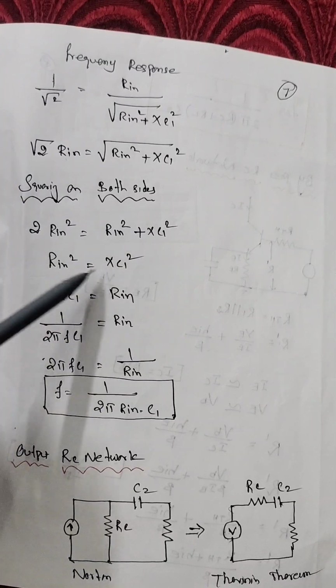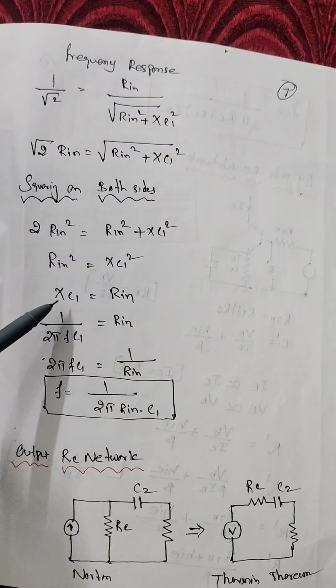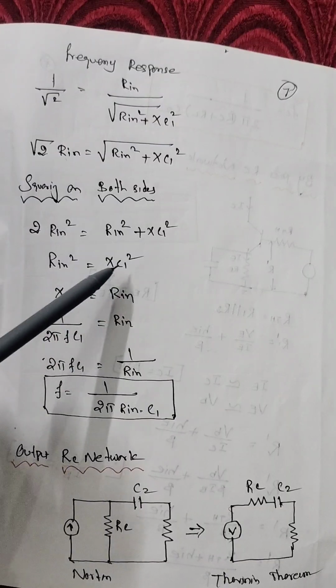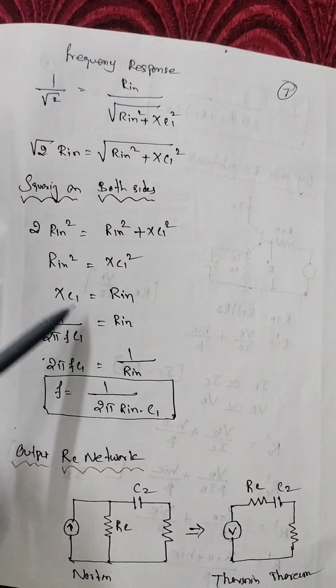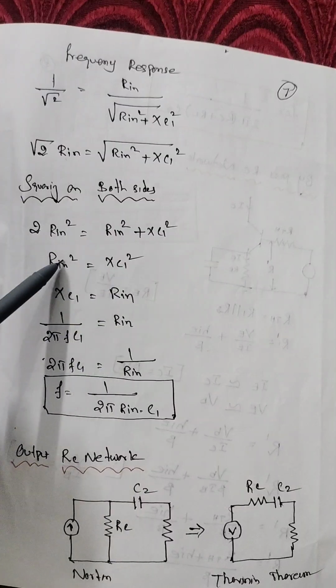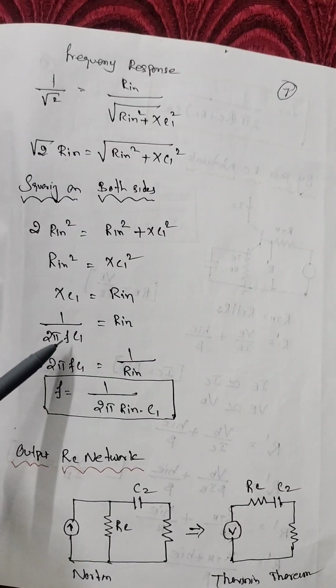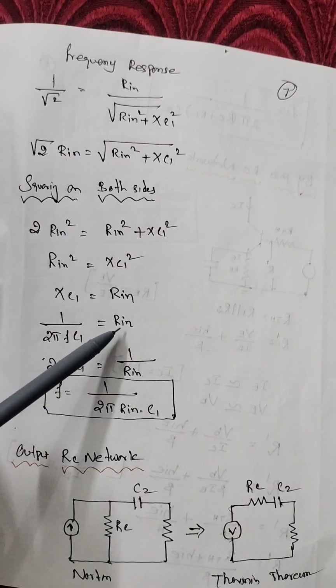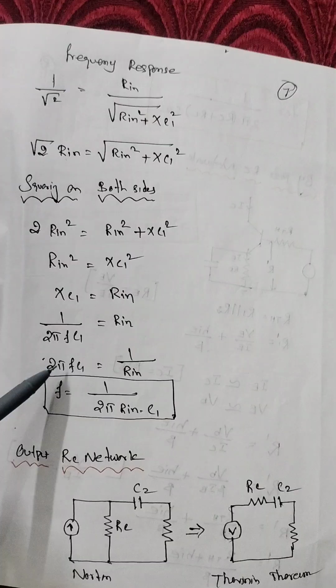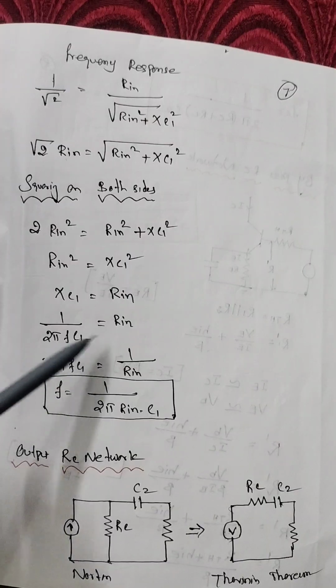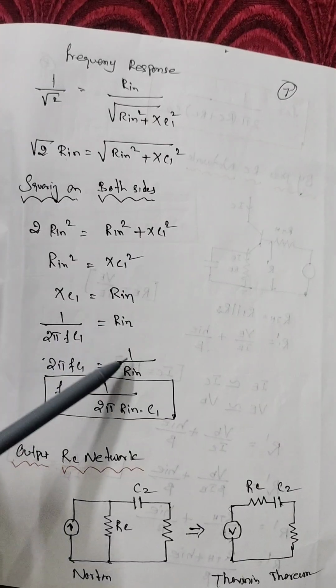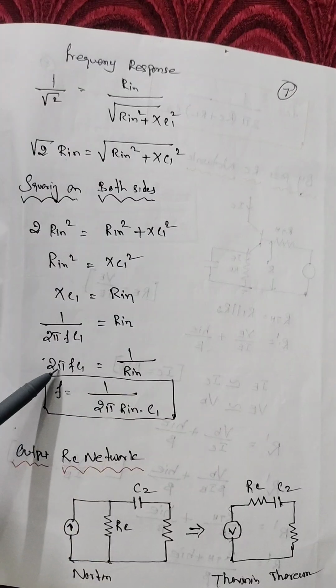So Rin square is equal to xc1 square. Then xc1 is equal to Rin, the 2 goes away, right? Now what is xc1? 1 by 2 pi f into c1. This is equal to Rin. So what do we do? Putting it here, 1 by 2 pi fc is equal to Rin. So 1 by Rin is equal to 2 pi fc.